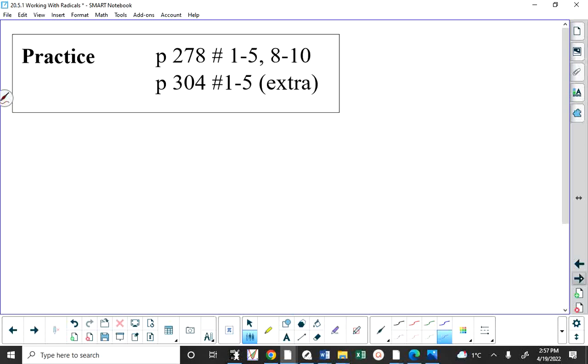Page 278, 1 to 5, and 8 to 10, and I'm saying page 304, 1 to 5. I don't know if it says this on your handout. That's extra. I would say a bare minimum, if you want to be fair with yourself and honest, are the questions on page 278. So I'll let you get started. I got to take care of my attendance and a couple of other things, and then I'll come around and help you out.